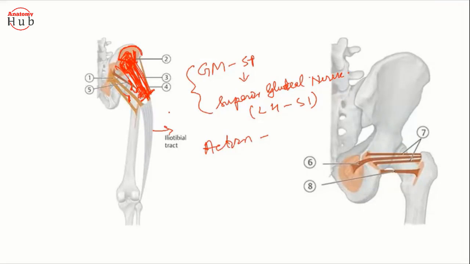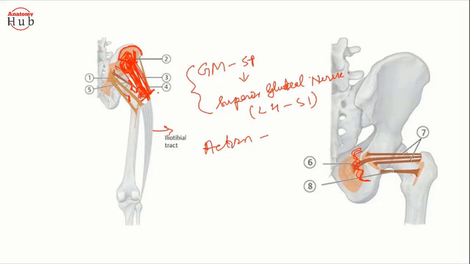Here the anterior part of the gluteus medius muscle mainly helps in flexion and internal rotation. All these muscles that you can see over here are the lateral rotator muscles. But the gluteus medius anterior fibers and the gluteus minimus anterior fibers help in flexion and internal rotation of the hip.